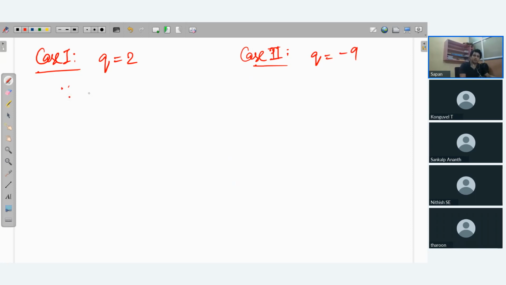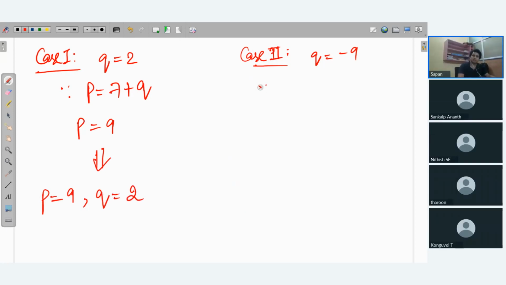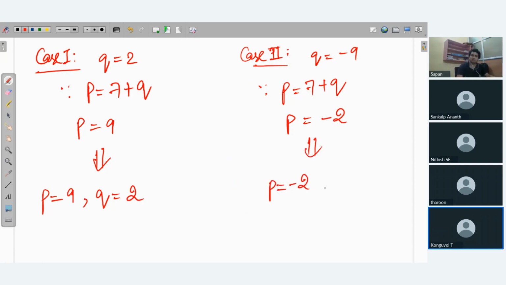Since P is equal to 7 plus Q, in that case P becomes 9. That means the numbers are P equal to 9 and Q equal to 2. In this case also, P is equal to 7 plus Q, so P becomes minus 2, and that tells that P is minus 2 and Q is minus 9. But I was right. There are two answers. Either P and Q can be 9 and 2, or P and Q can be minus 2 and minus 9.